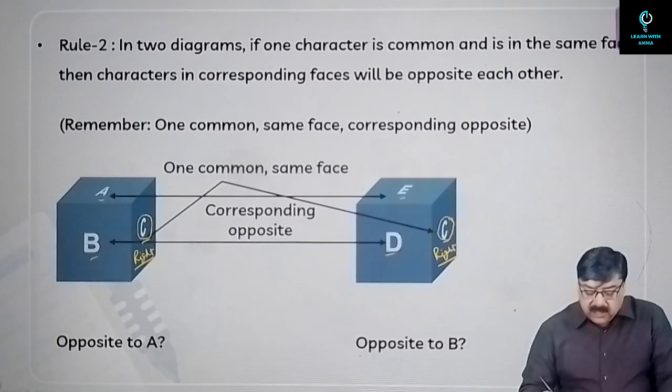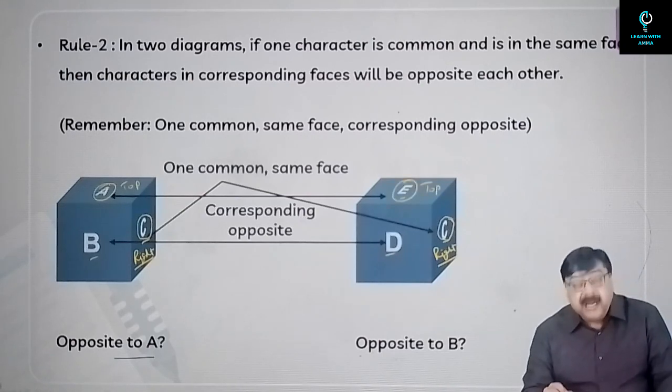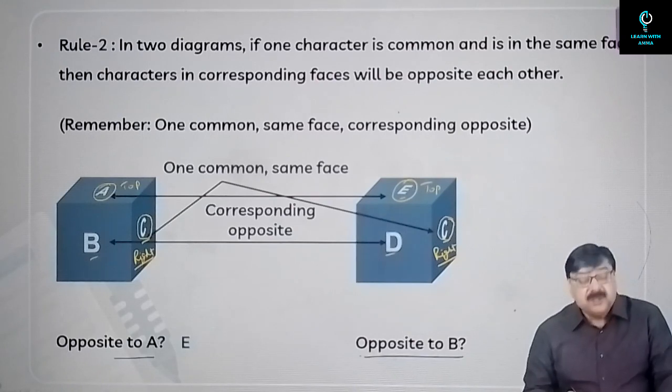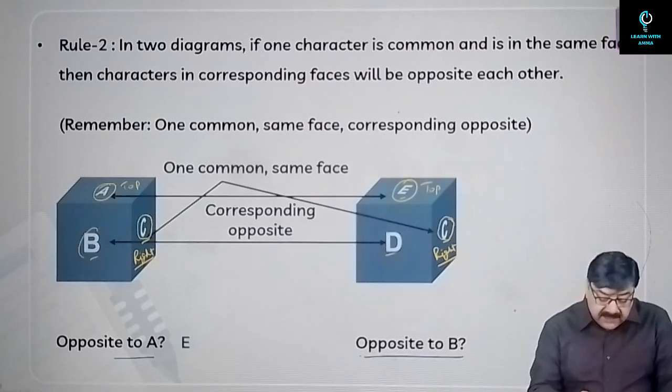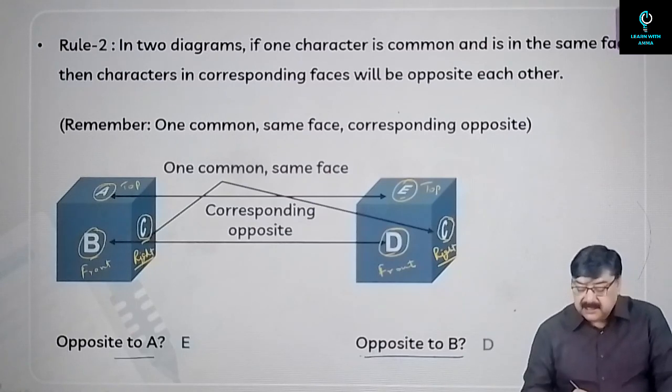Now if at all you are asked which letter is opposite to A, well, this is A. In the top, it will be opposite to the character in the top face here, that is E. That should be the answer. Now which letter will be opposite to B? Now B is given here in the front face, so it will be opposite to the letter in the front face in this diagram, and that is D.